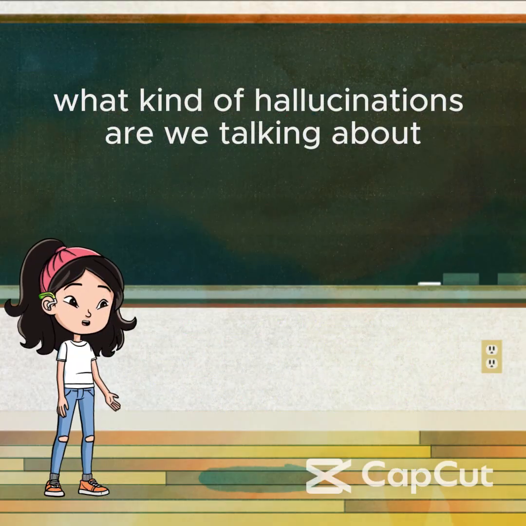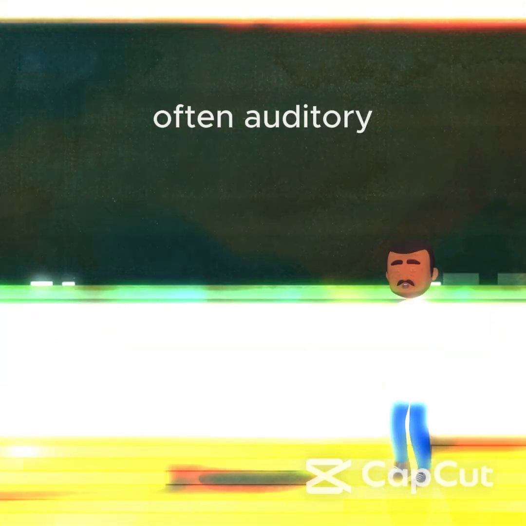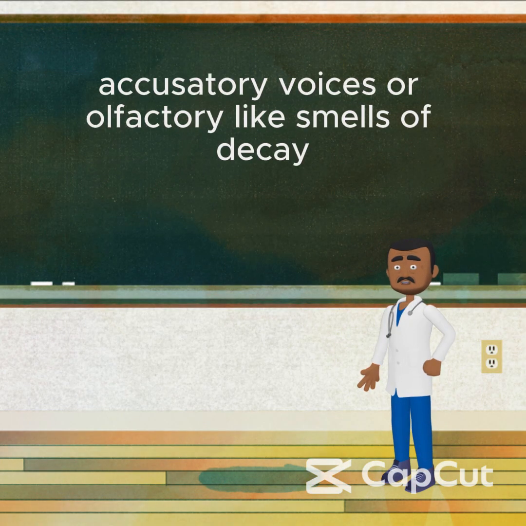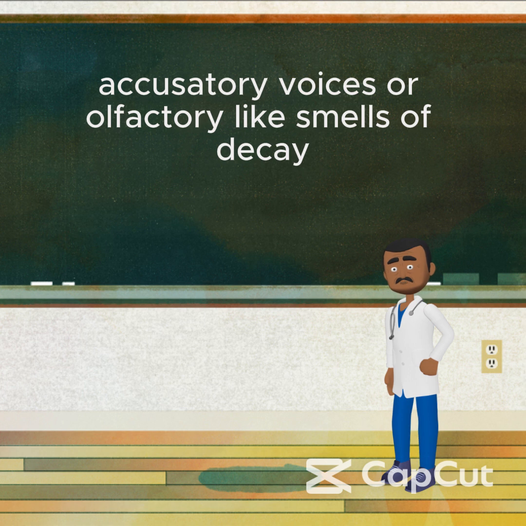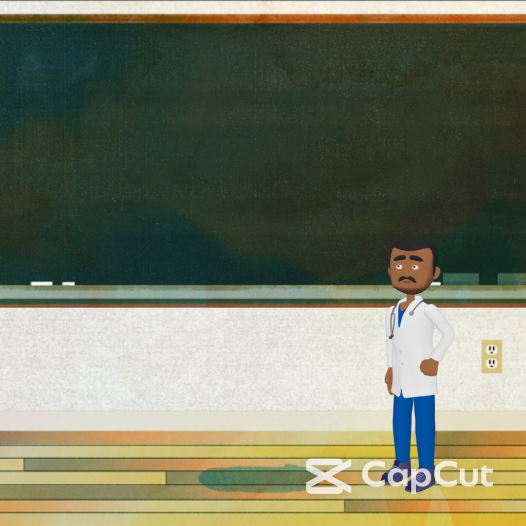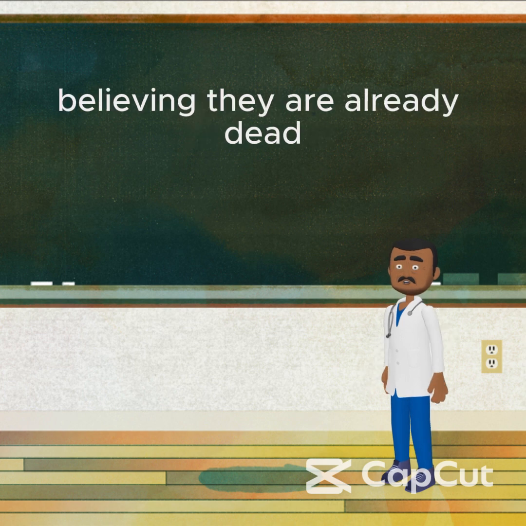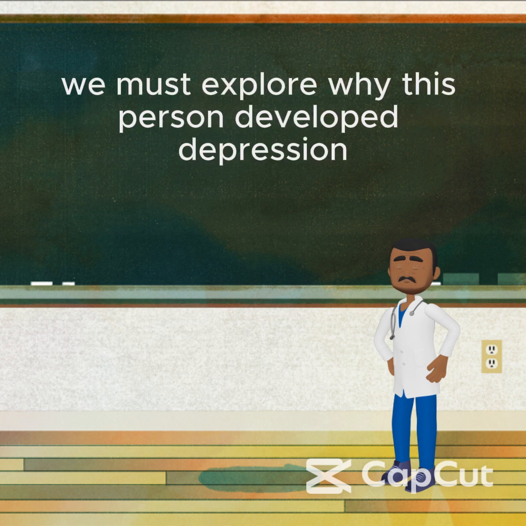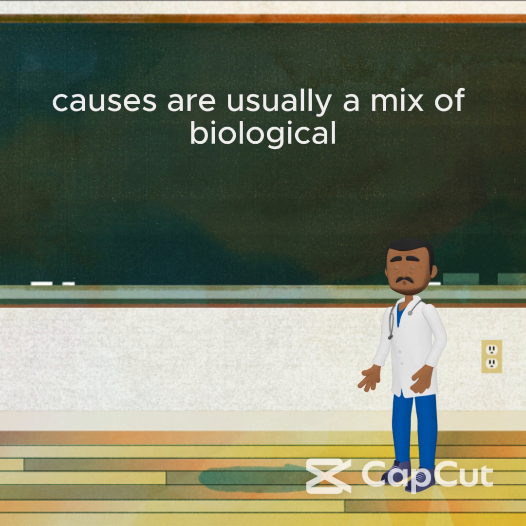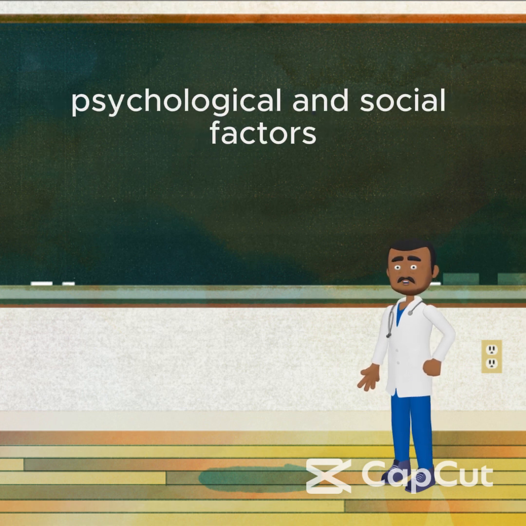What kind of hallucinations are we talking about? Often auditory, accusatory voices, or olfactory, like smells of decay. We also see nihilistic delusions, believing they're already dead or that their organs have decayed. Once we assess severity, we must explore why this person developed depression. Causes are usually a mix of biological, psychological, and social factors.